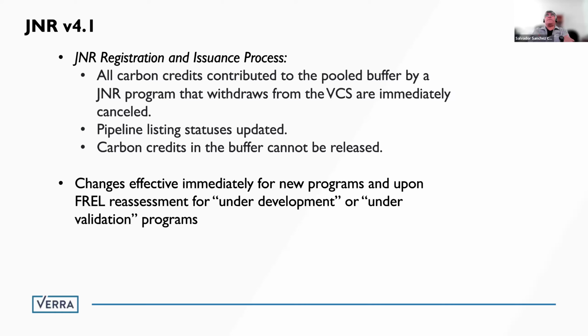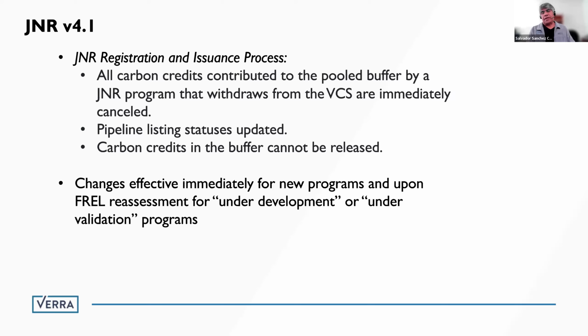Next slide, please. In the registration and issuance process, we are also making a few changes, basically in relation to the management of how the carbon credits that are deposited in the pool buffer are handled. Basically, those credits cannot be released even if the program performs very well, and also programs that withdraw from the VCS program have to be immediately cancelled. And also, we are updating and simplifying the different statuses under which each program is listed in our registry.